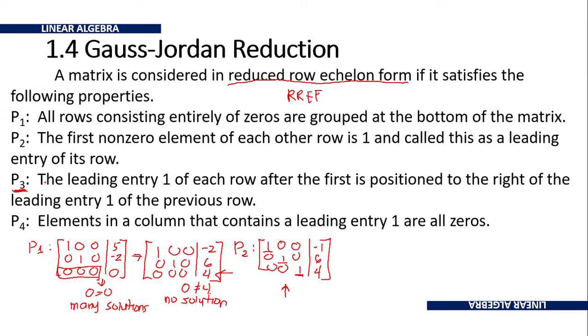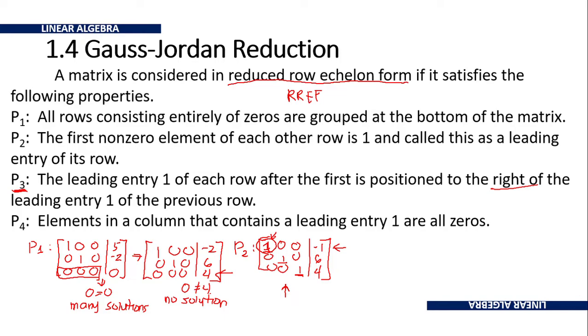So, sabi sa property 3, the leading entry 1 of each row is positioned to the right of the leading entry 1 of the previous row. Di ba ito yung ating first row? Ito yung ating leading entry, itong 1 na to. Dapat yung 1 doon sa sunod na row is nasa right nito, para masabi natin yung ating matrix is in reduced row echelon form.